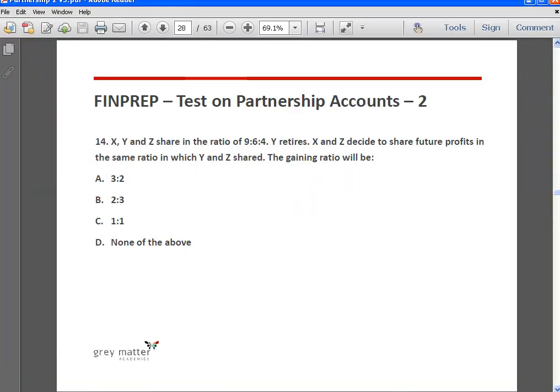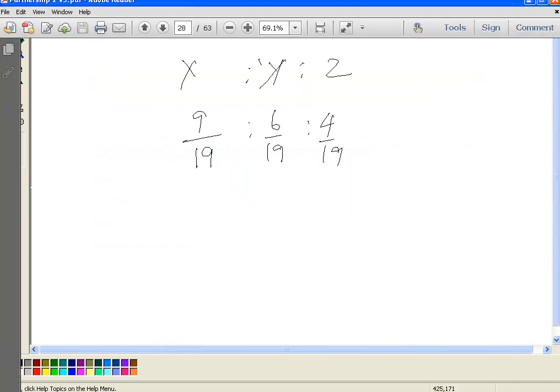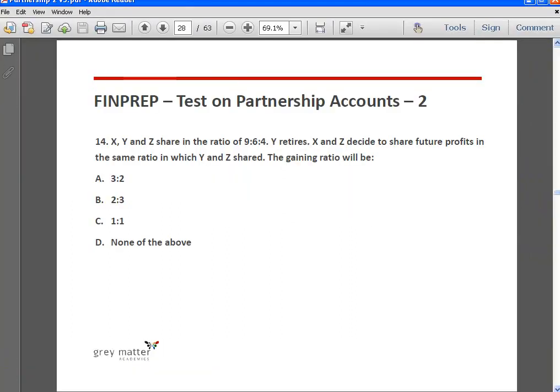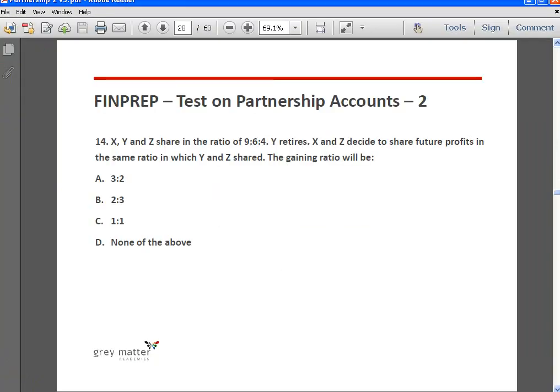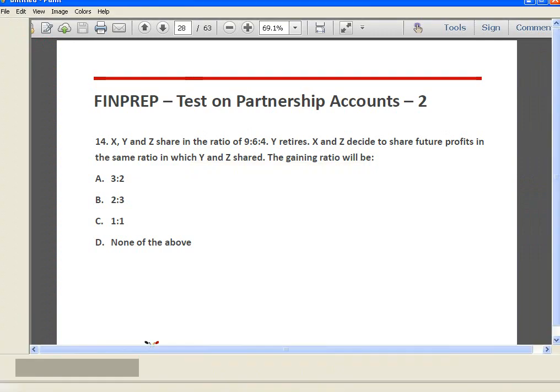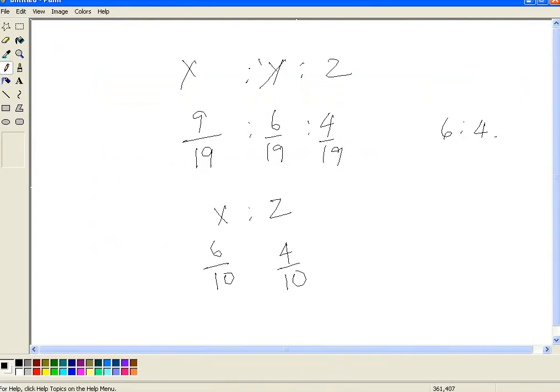Okay, and Y is retiring. X and Z decide to share future profits in the same ratio in which Y and Z shared. So Y and Z shared in the relative ratio of 6:4. So now X and Z are deciding to share in the ratio of 6 by 10 and 4 by 10. Same ratio as Y and Z, 3:2. Relative ratio is 3:2, which is 6:4. So X and Z are deciding to share in the ratio of 6:4.